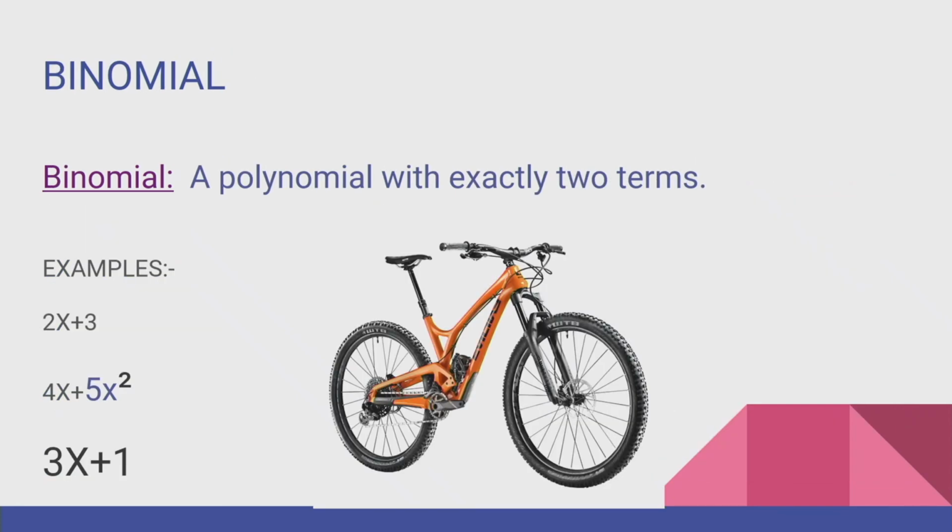Binomial: a polynomial with exactly 2 terms. Let's take a real-life example in front of you, the bike. A bike has 2 tires. So when terms are separated by addition or subtraction, it forms 2 terms. For example, 2x plus 3. It has 2x and it has 3. So that's a binomial. 4x plus 5x squared has 2 terms separated by a plus sign, so this is a binomial. And we have 3x plus 1. These are 2 terms, so this is a binomial.